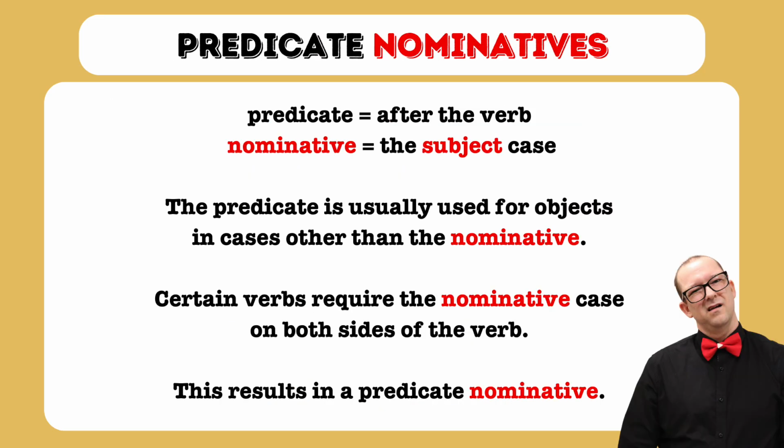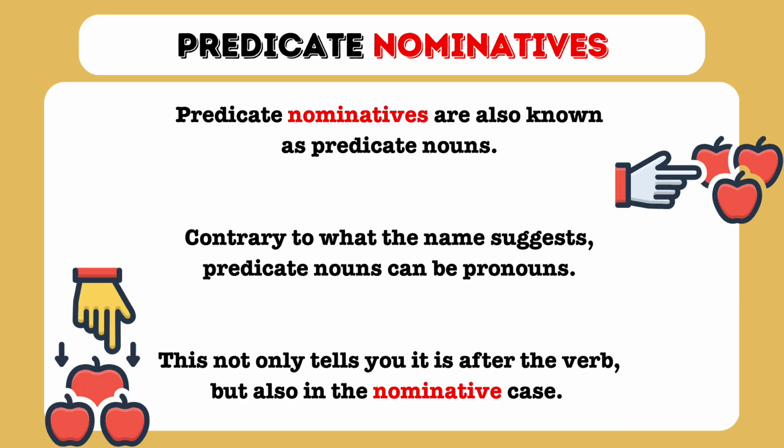That sentence is an example of something we call a predicate nominative. A predicate nominative has two words that make up its name. Predicate, which just means that it's after the verb, and nominative, meaning that it's the subject case. So, together, predicate nominative just means that it's a restating of the subject after the verb. This is only possible in a couple of verbs in the German language. But basically it is if you can put an equal sign where the verb is and it still makes kind of the same sentence, what you need here is a predicate nominative. These things are also known as predicate nouns, and contrary to what that noun suggests, predicate nouns can also be pronouns. This not only tells you that it is after the verb, but it is in the nominative case.